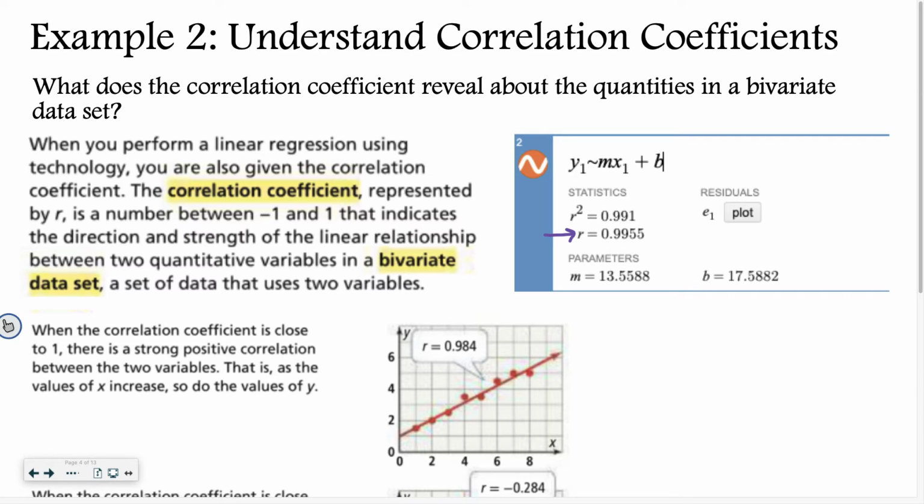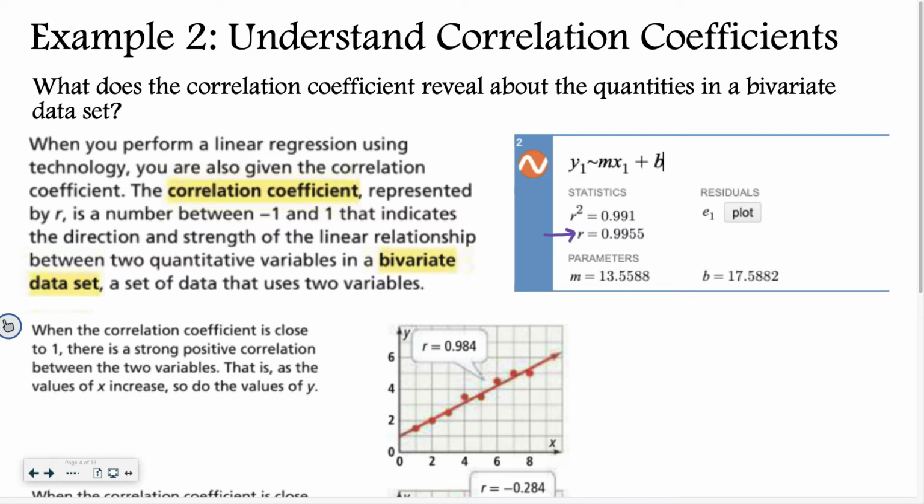However, in real life, that doesn't happen super often. Once you start getting into things like business and predictions, you can't always have a perfectly exact line. So the correlation coefficient tells you how reliable your line is.